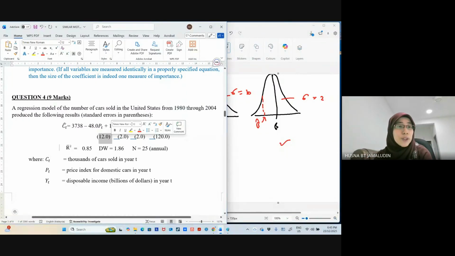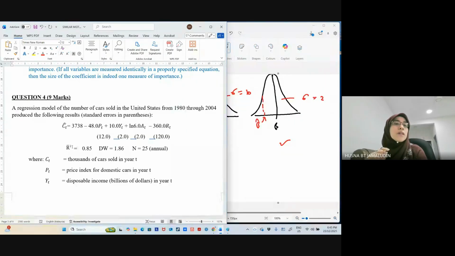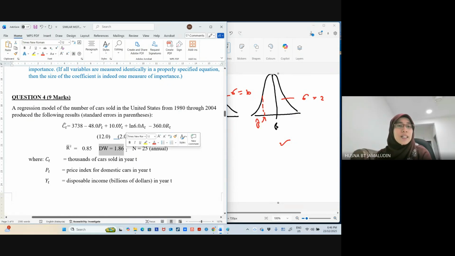And then you want to report your R bar square. You can have R square, but to be accurate, you want to report your R bar square. But some people, they just report R square. This is the result. R bar square, this is also the result. Okay. Because you want to put R bar square or R square to show the goodness of fit of your model. Durbin-Watson. You will see Durbin-Watson when you are talking about time series.